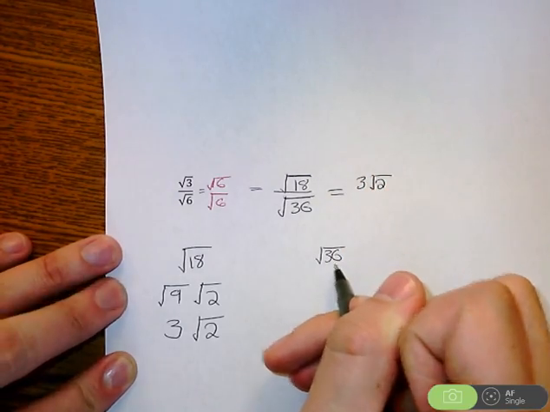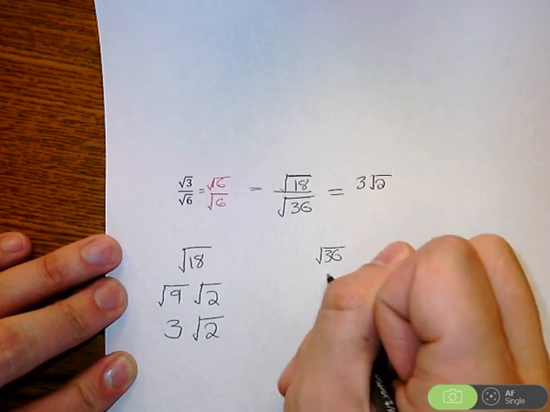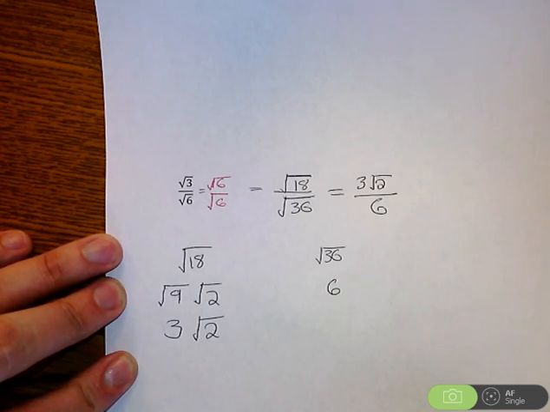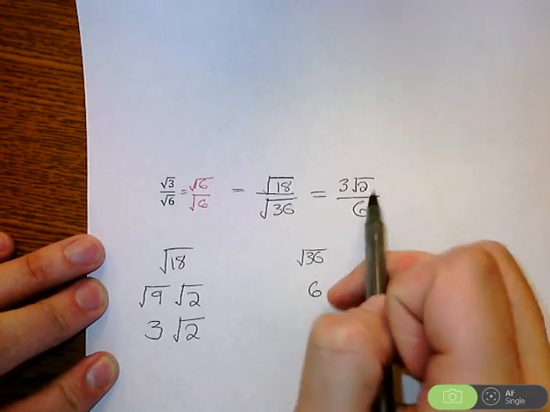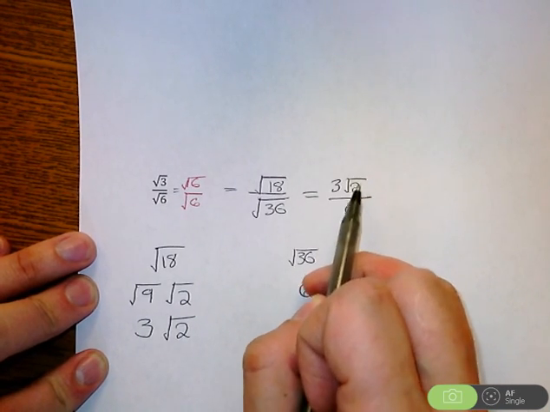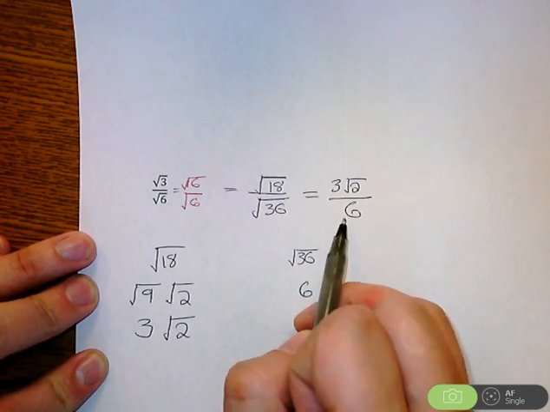Now, if I look at the bottom, I have a square root of 36, which we already know the square root of 36 is just plain old 6. So I get a 6 on the bottom. Now, before I say this is my final answer, I do want to check for any simplifying. If you look here, ignore the square root 2, but look at 3 and 6.